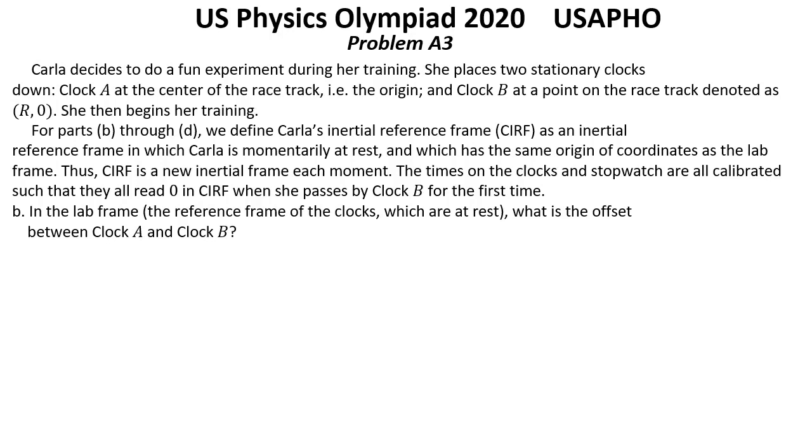To understand why this offset is 0, you can also imagine placing a light bulb halfway between the two clocks and having it send a light pulse at some known time. In both Clara's frame and the lab frame, the light pulse reaches the two clocks simultaneously. That was the solution for question B.